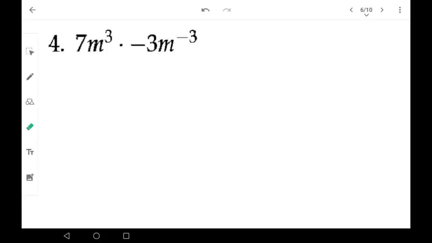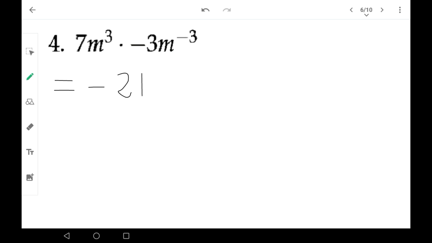Okay, dealing with exponents. Here we have exercise number 4 that says 7m cubed times negative 3m to the power of negative 3. So this is a multiplication. What we have to do is multiply the coefficients, right? So I have to multiply 7 times negative 3. That would be equal to negative 21, right? That's what I have.